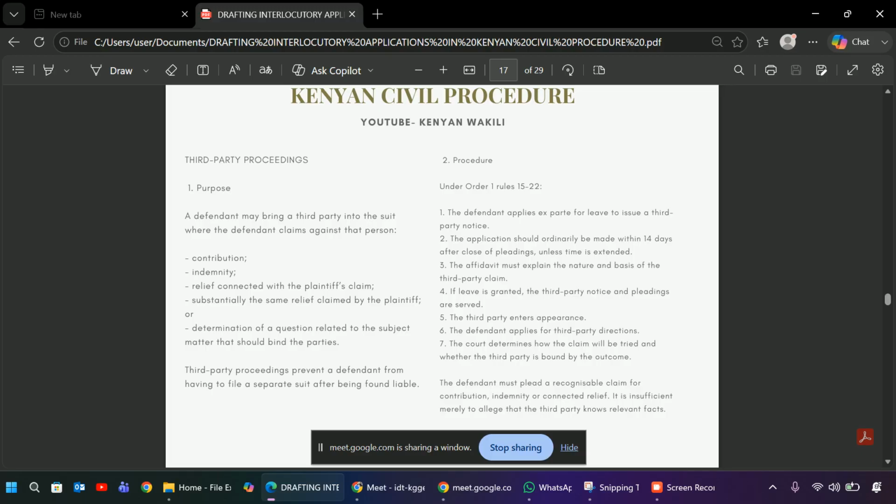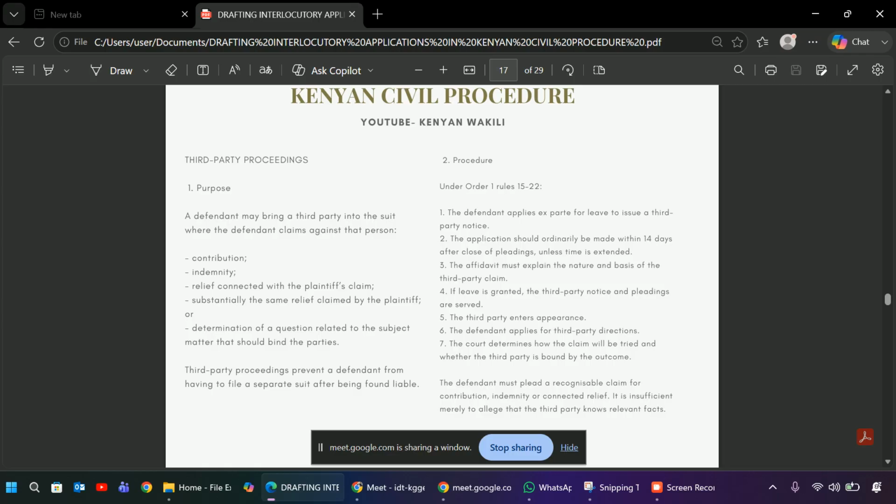So take note, who is doing this kind of application? It is a defendant. So the moment the examiner sees that you are doing this application as a plaintiff, you automatically fail. You see? So the defendant will bring this third party proceeding, and he will be seeking contribution, indemnity, or a relief connected to the plaintiff's claim, or substantially the same relief being claimed by the plaintiff.